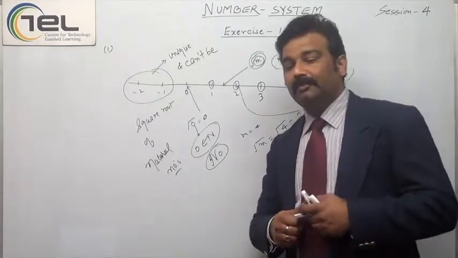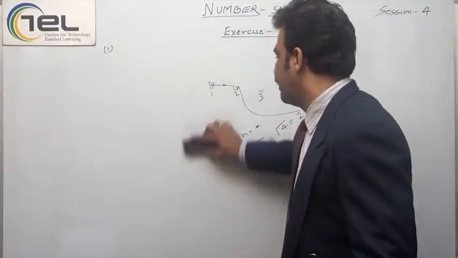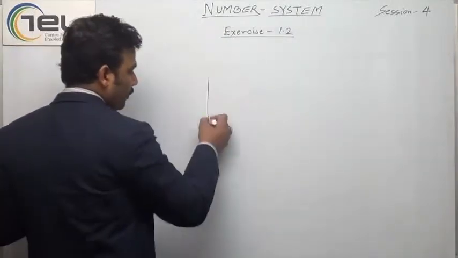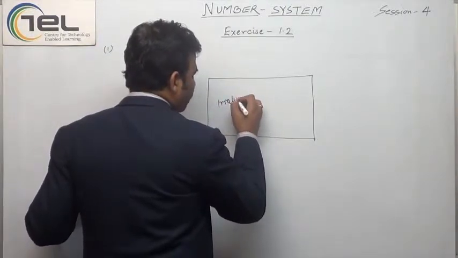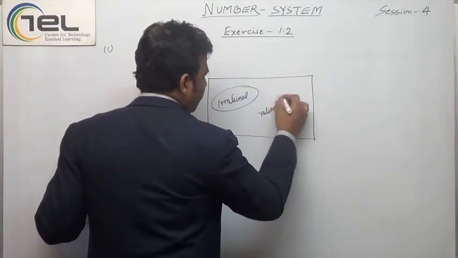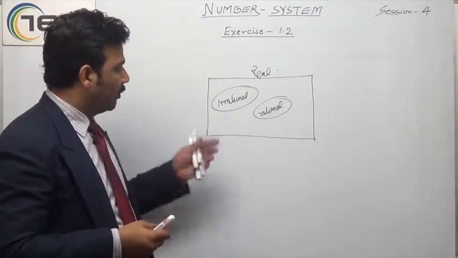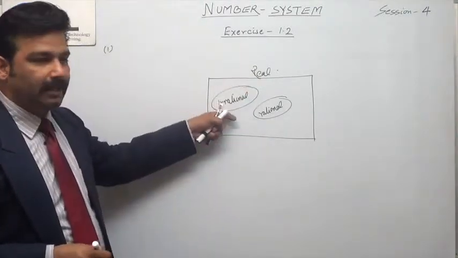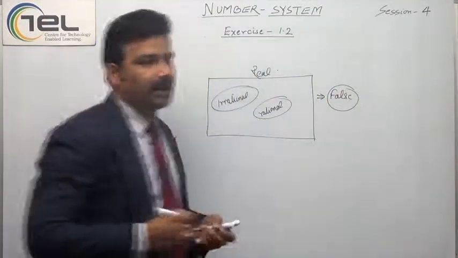Another one, every real number is an irrational number. Again, I have explained this in the first part. If this is a superset and here I have irrationals, I have rationals, and as a whole they are real. So every real number is a collection of irrational and rational. So all the real numbers are not only irrational. So this is again a false statement.